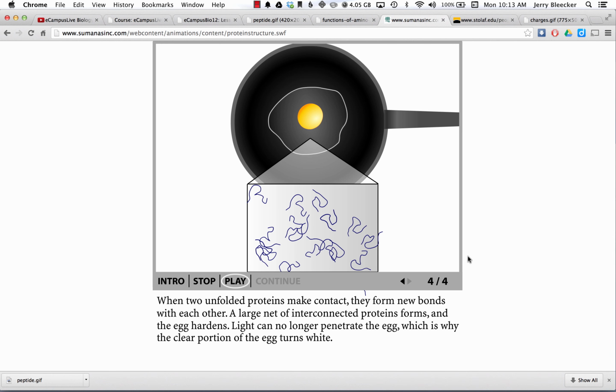And as the egg hardens, light really can't get through that. So you've scrambled the arrangement of the chains and you've cooked the egg. So the proteins unfold a little bit, come into new interconnected arrangements, and you've got a white fried egg. Pretty cool. Now you know what was happening when you were denaturing your egg for breakfast this morning.